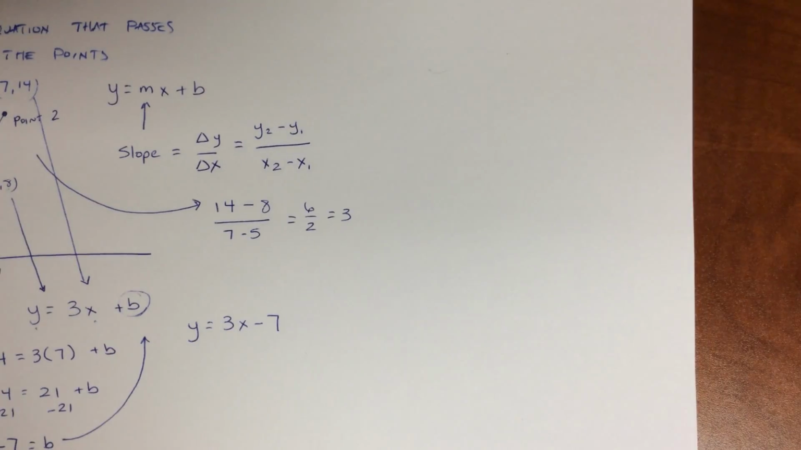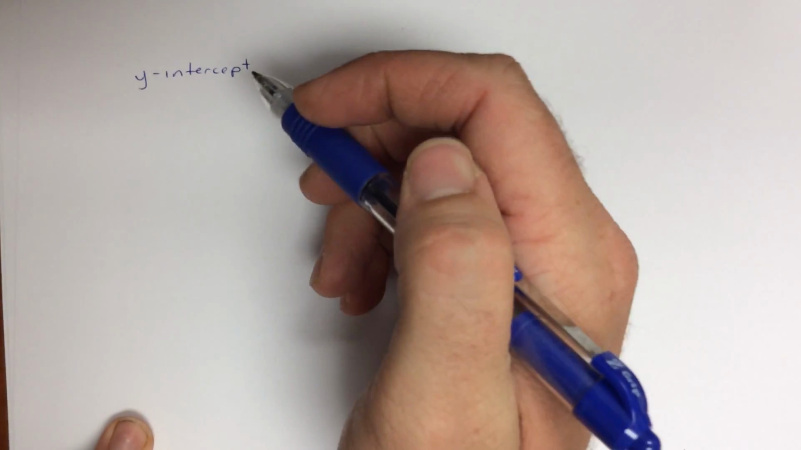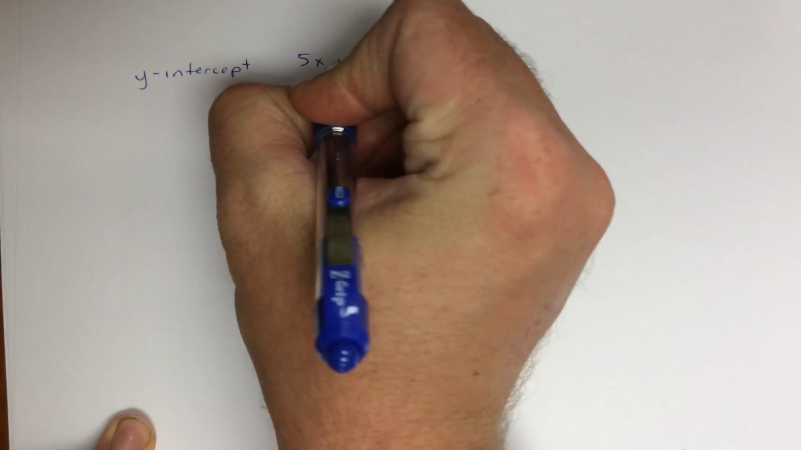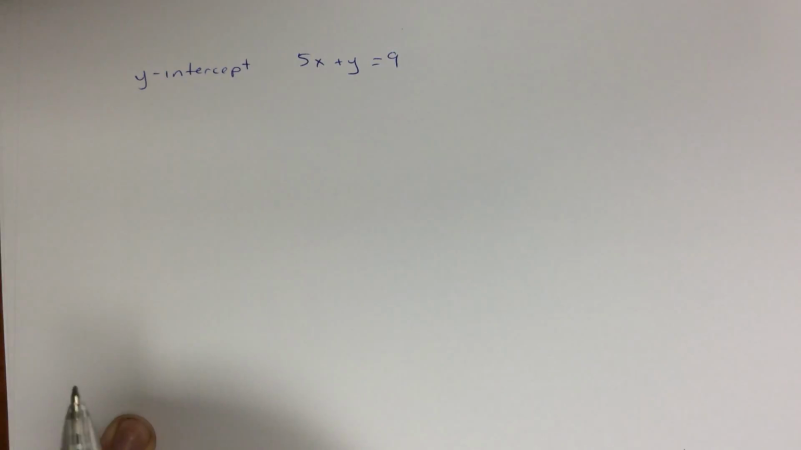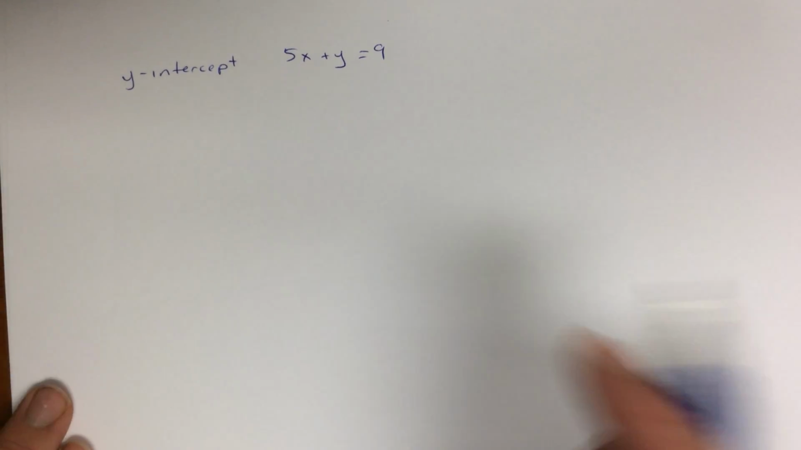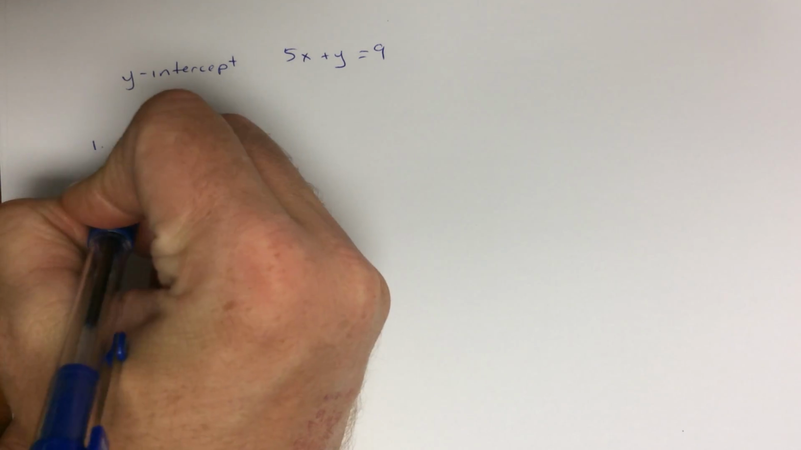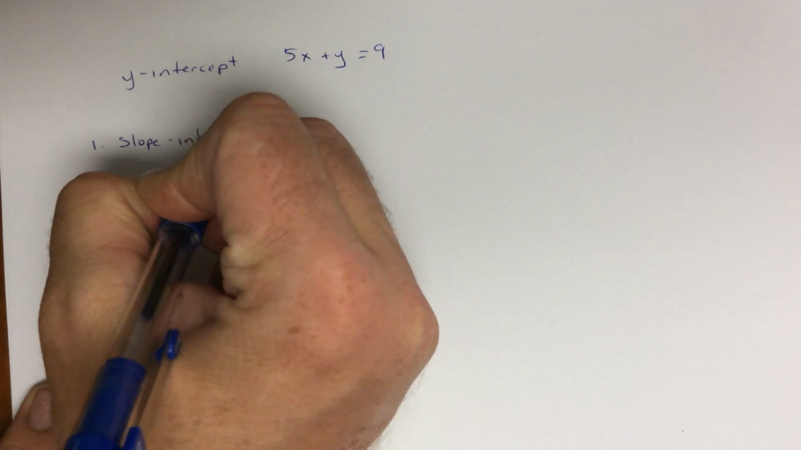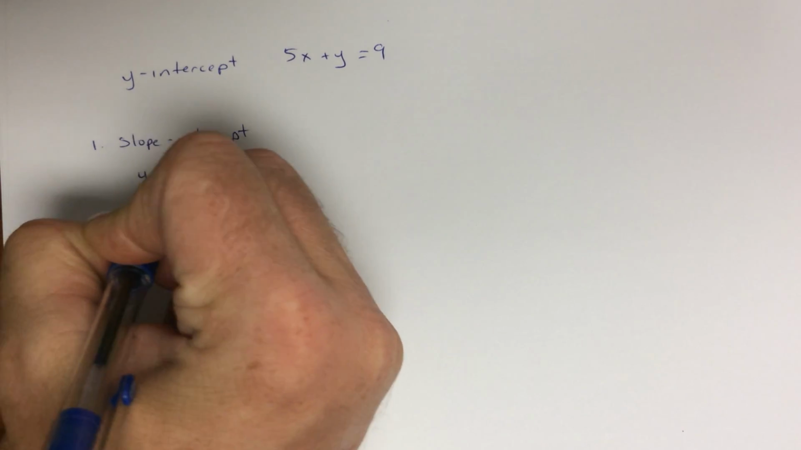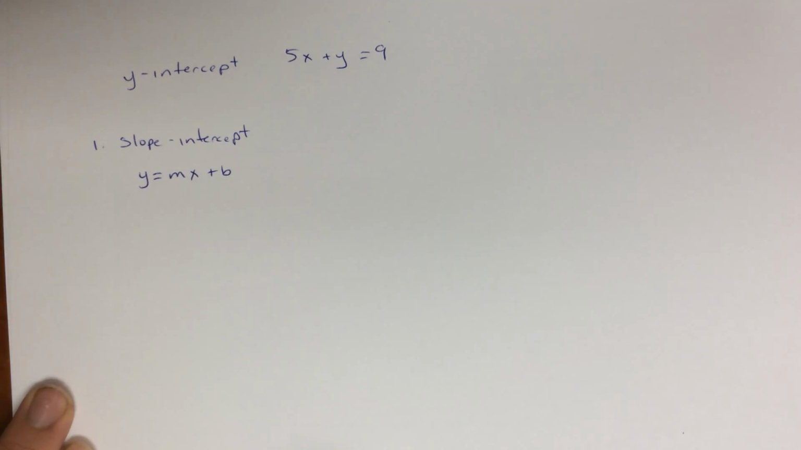Now going on to the next example, we want to find the y-intercept of the following equation: 5x plus y equals 9. Now there's 2 ways to solve this. The first way is to put it into the slope-intercept form, which is y equals mx plus b.